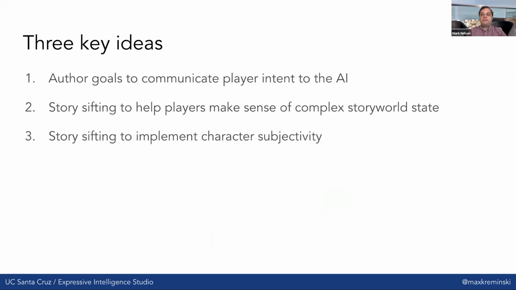The three key ideas that I'm going to pull out for the rest of this talk here are the use of these author goals to communicate player intent to the AI, the use of story sifting to help players make sense of all the complex things that are happening in the story world state here, and then also the use of story sifting again to implement character subjectivity by giving characters sort of ways to interpret the events that have happened in the world and build on them.